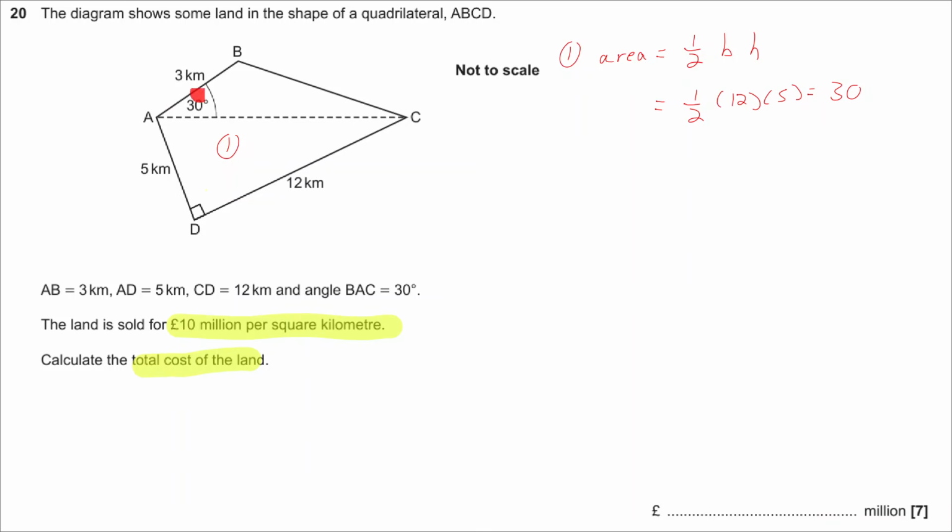Now for triangle ABC, it's a non-right angle triangle. I'm recognizing that we can use half AB sine C to get the area of this one.